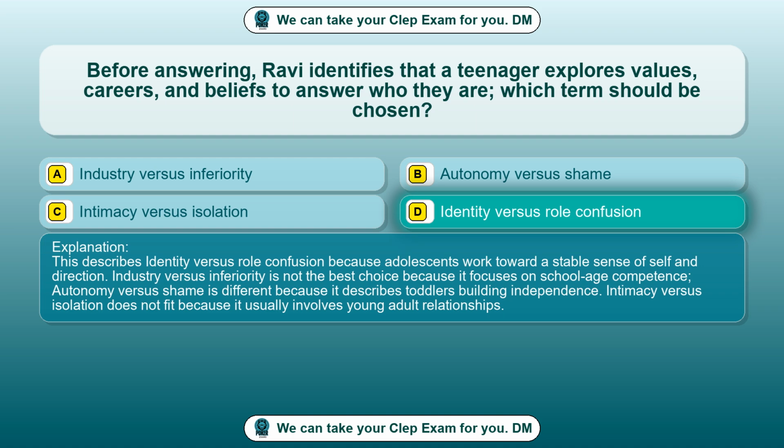This describes identity versus role confusion because adolescents work toward a stable sense of self and direction. Industry versus inferiority is not the best choice because it focuses on school-age competence. Autonomy versus shame is different because it describes toddlers building independence. Intimacy versus isolation does not fit because it usually involves young adult relationships.